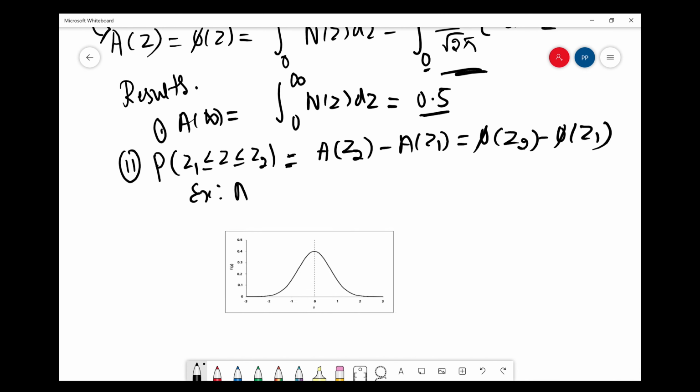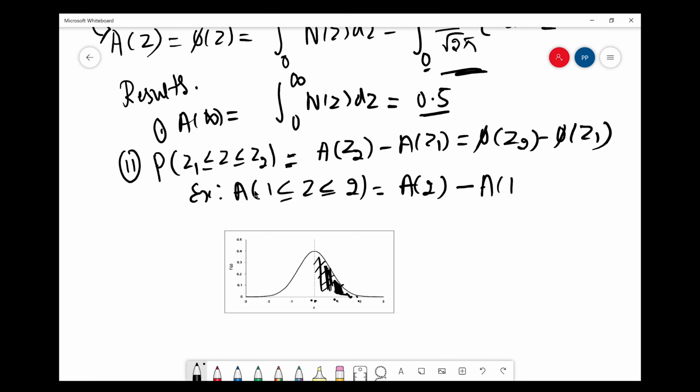A of 1 less than or equal to Z less than or equal to 2. That means this area we want. 1 is here, 2 is here. For that, I'll take this complete area from 0 to 2, which is nothing but A of 2, minus, from that you have to delete this portion, that is from 0 to 1, A of 1.